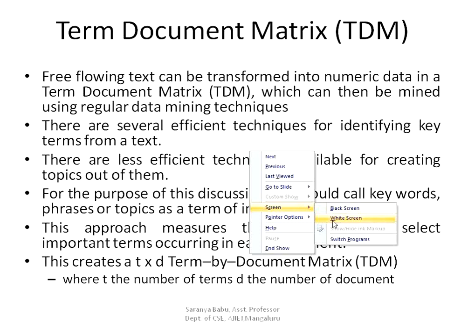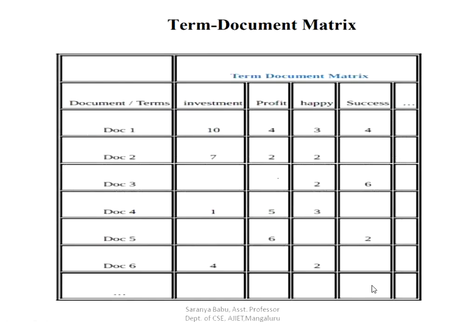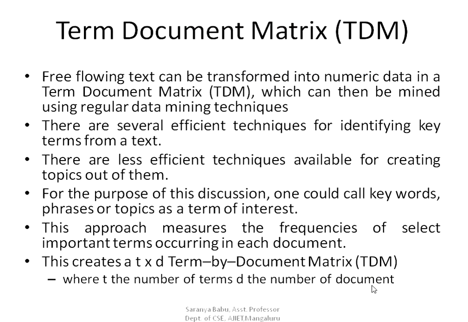So you can see here T by D means T is the number of terms and D is the number of documents. Okay. You had seen here, right? T and D. So this is called a term by document matrix.